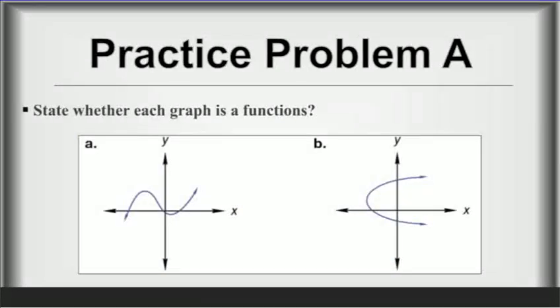Next, state whether each graph is a function. So we'll do our vertical line test. It only crosses it once here, so yes, this is a function. Right here. No, it's not because it crosses here and here.